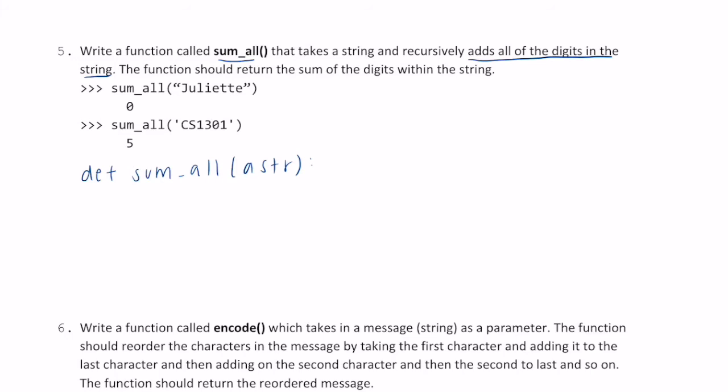Alright, so what is my base case? Well, I know that if the length of my string is 0, then there's going to be no digits in that string. So I'm going to make that my base case. So with the length of aster equals 0, I'm going to return 0.